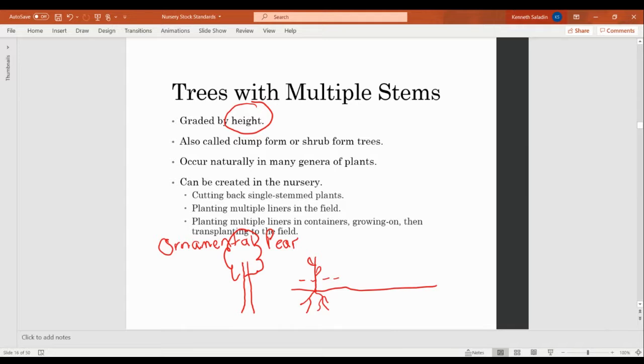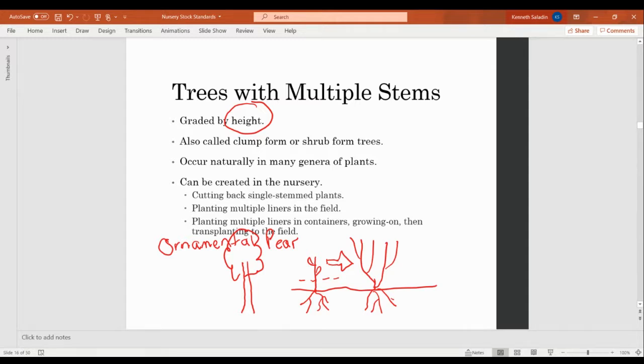Well, what's going to happen is the following spring, the tree is going to produce numerous side branches from buds that are going to form on this little stub here. So the following spring, the tree might look something like this. Now what I've done is I've taken a tree that had a single stem, and because of the way that I pruned it in the nursery, I've turned it into a multi-stem tree. So this is one way that I can make a single stem tree a multi-stem tree. Let me show you another way that I can do it.